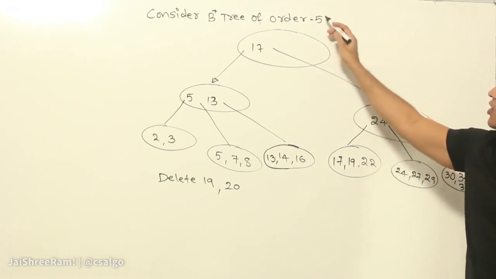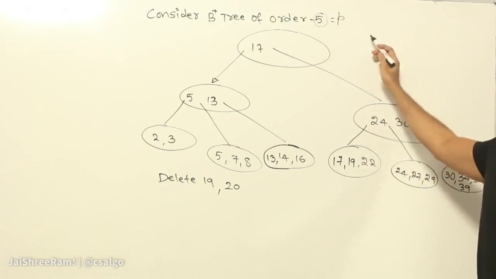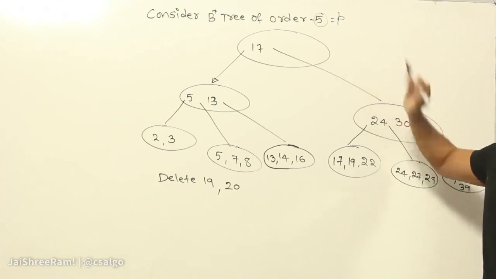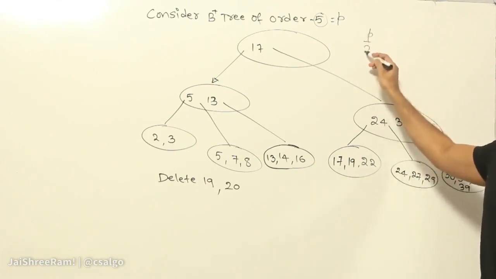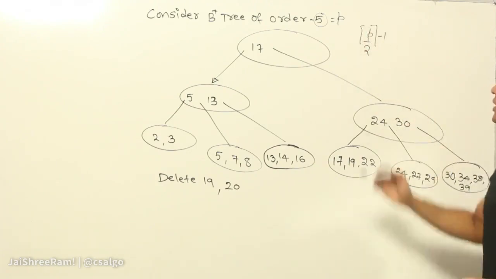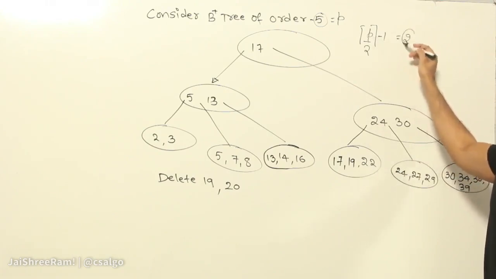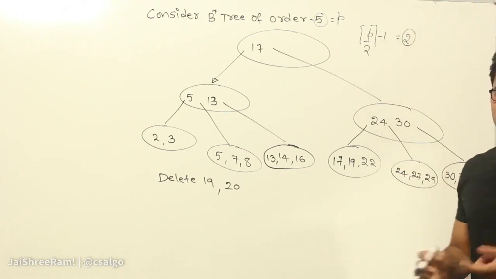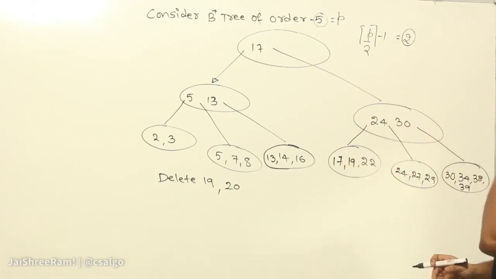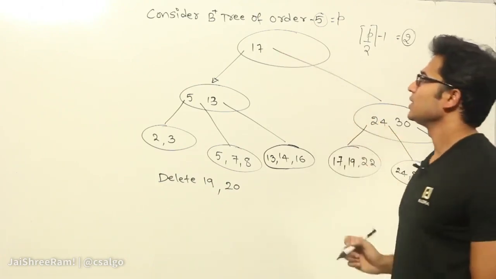If we consider that the order is 5, let's say P, then the minimum number of keys or entries required in any node, except the root node, is P by 2 minus 1. This is the condition you should always be careful about. If I substitute P as 5, this number is going to be 2. So what does it mean? Every node except the root node is supposed to have at least 2 keys. Check this: all the nodes contain at least 2 except the root. So the root is an exception. In the root you can even have 1 key.